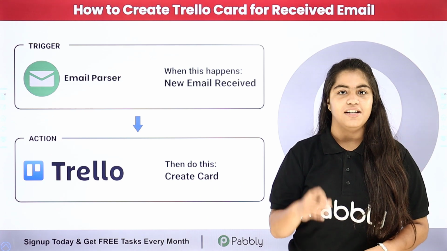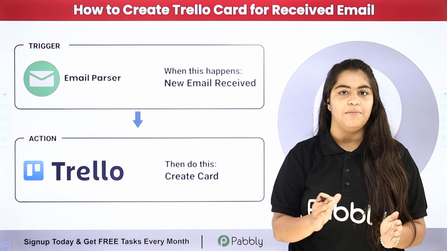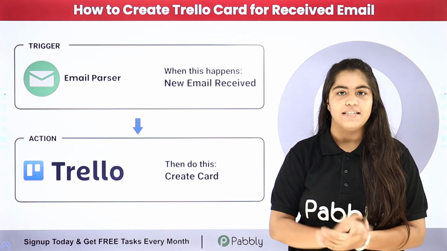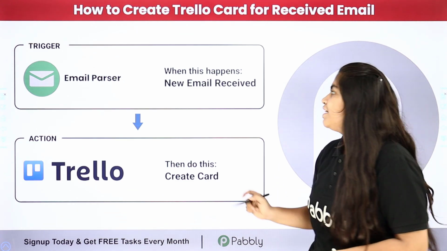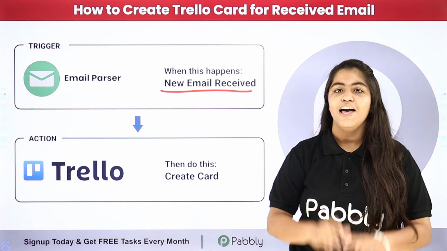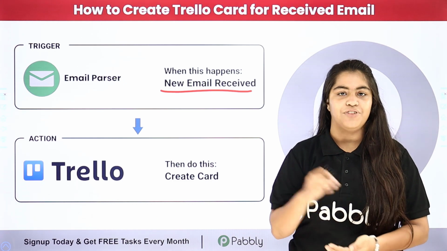So over here I'm managing a customer support team of an edutech company and we receive many emails. To organize all of my emails systematically, what I want is that as soon as a new email is received, automatically with the help of the same email details, a new card should be created in my Trello account.